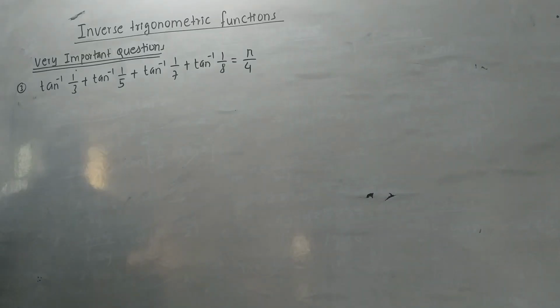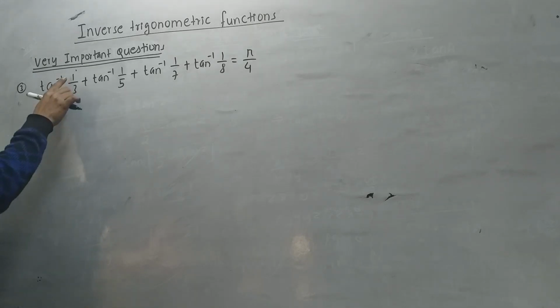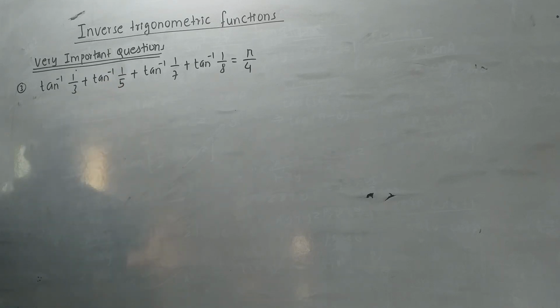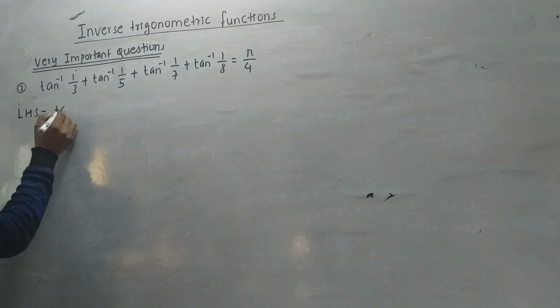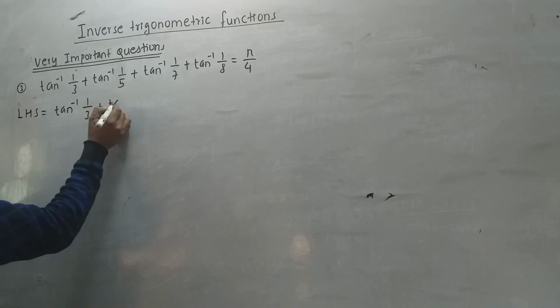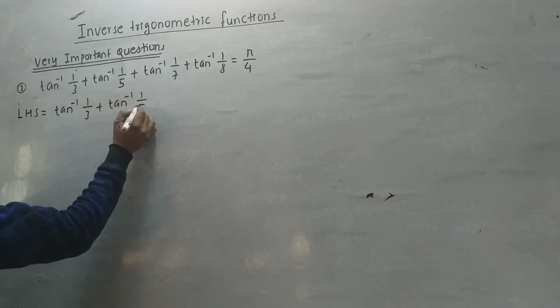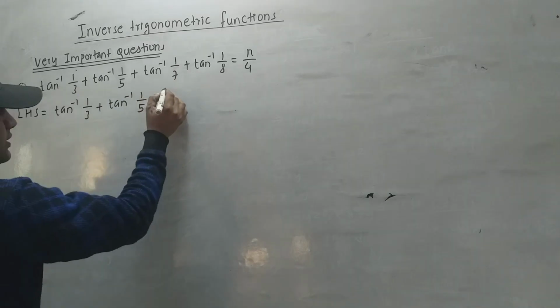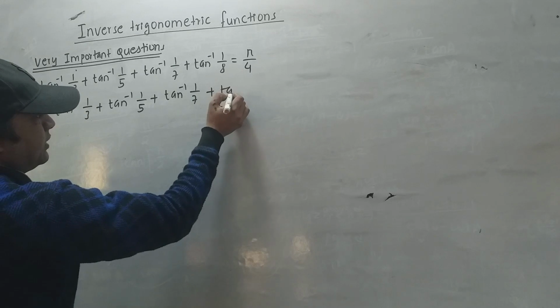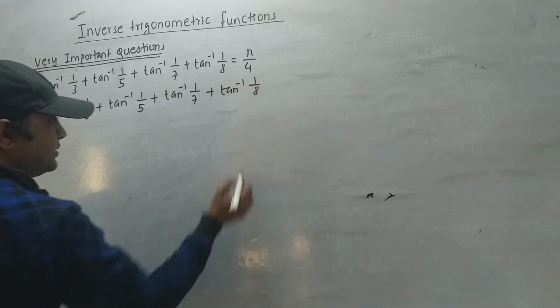So now question number 3 here: tan inverse 1 by 3 plus tan inverse 1 by 5 plus tan inverse 1 by 7 plus tan inverse 1 by 8 is equal to pi by 4. Let me do it from the left hand side. What does our left hand side contain? Tan inverse 1 by 3 plus tan inverse 1 by 5 plus tan inverse 1 by 7 plus tan inverse 1 by 8.